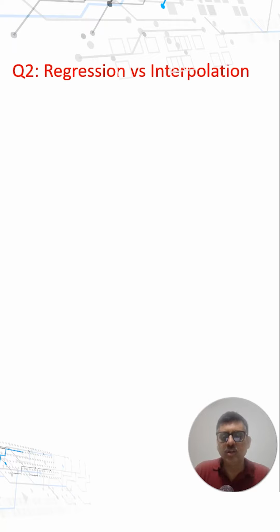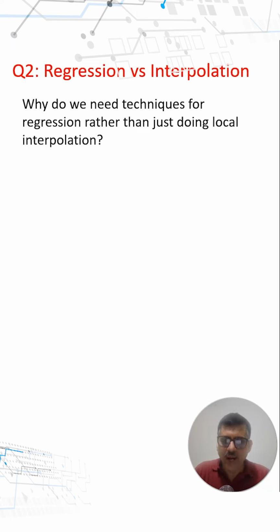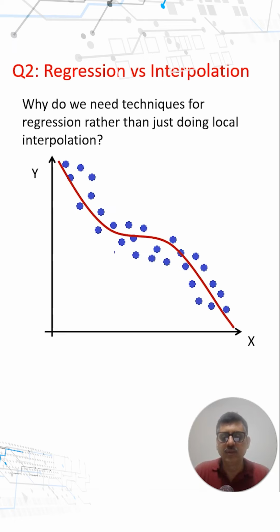Question 2 is on regression versus interpolation. Here is the question. Why do we need techniques for regression rather than just doing local interpolation? Let me explain the question.